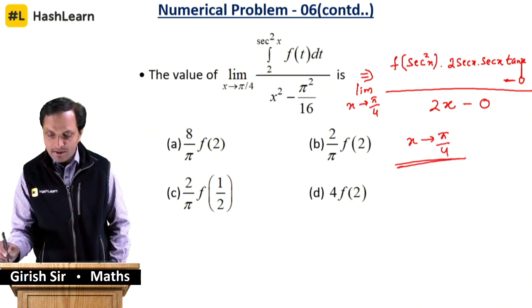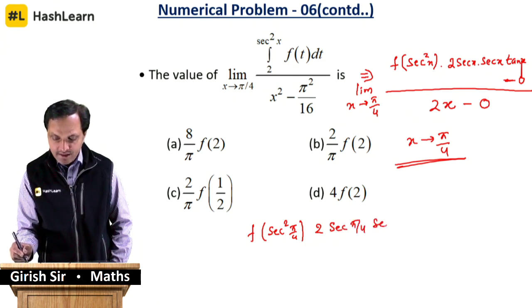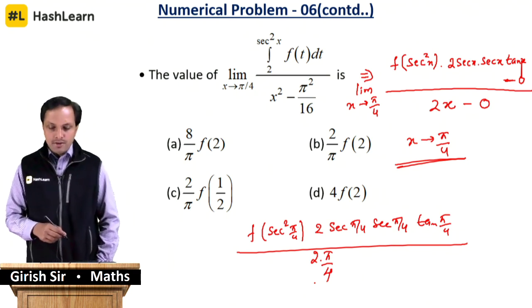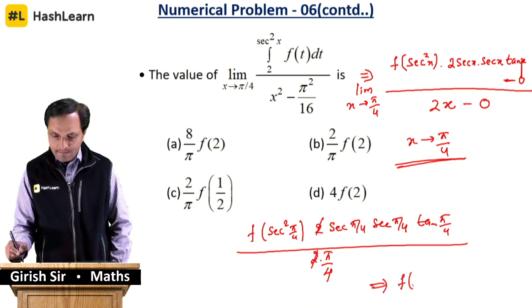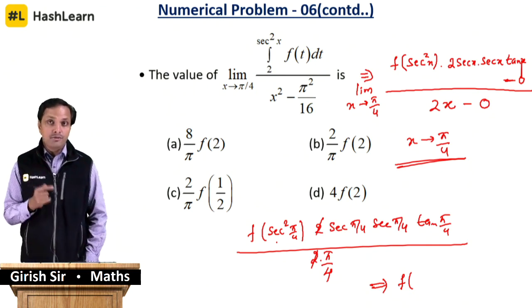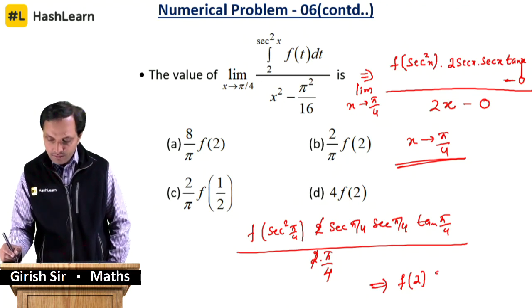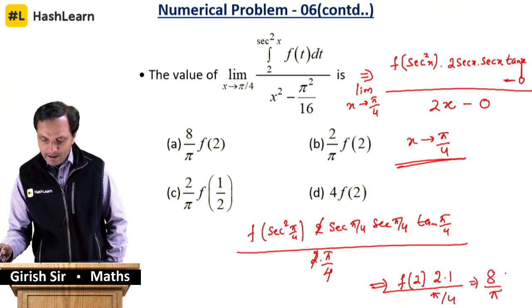चलो अभी x को pi by 4 डालना है. Put x as pi by 4 here, what happens? ये हो जाएगा f of secant square pi by 4, 2 times sec pi by 4, sec pi by 4 tan pi by 4, over 2 times pi by 4. Okay, so what does this is going to give you? Let me check. This cancels with this. You know that sec 45 is 1 by cos 45 is 1 by root 2, so sec 45 will be root 2, उसको स्क्वायर किए तो हो जाएगा 2. So sec 45 is root 2, that will give you 2, this will give you 1, and pi by 4, ये ऊपर आएगा तो 4 into 2 is 8 by pi f of 2.